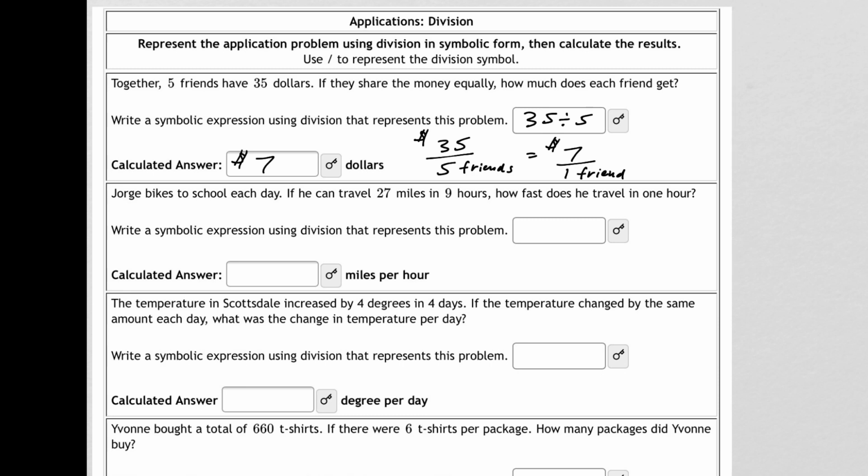Okay, second question says, George bikes to school each day. If he can travel 27 miles in 9 hours, how fast does he travel in 1 hour? So really what we're looking for is the speed, right? The distance per 1 hour, like how fast, right? Think of it as miles per hour, right? When you're driving your car, the speed is in miles per hour. It's exactly the same thing here. So really to solve this, I'm just going to have to divide again, right?